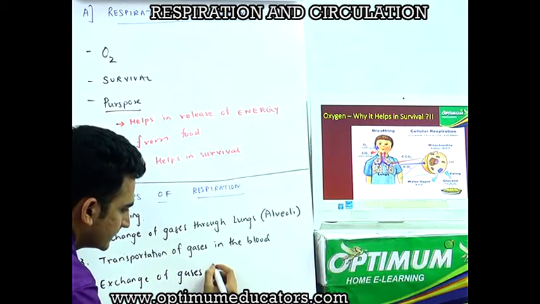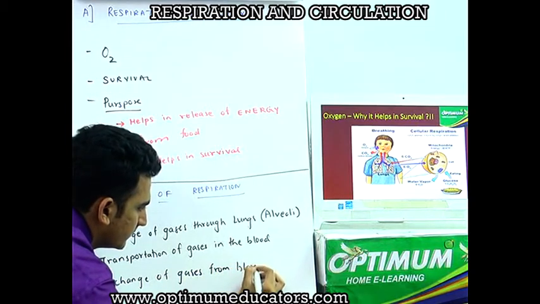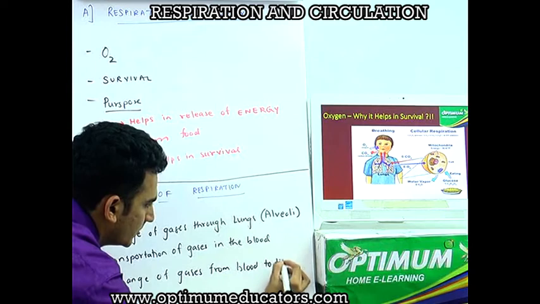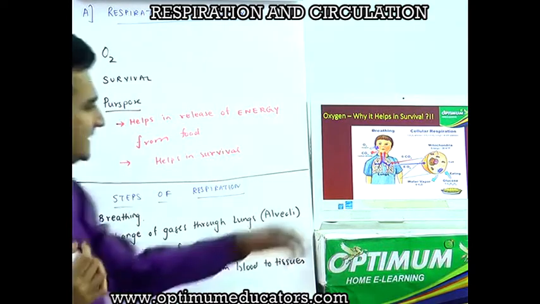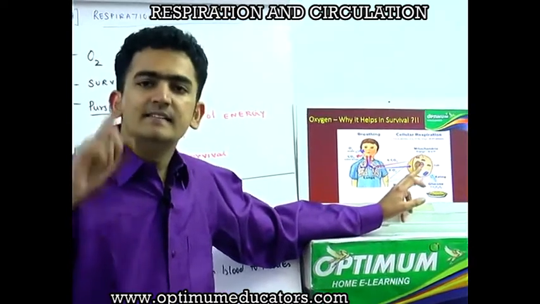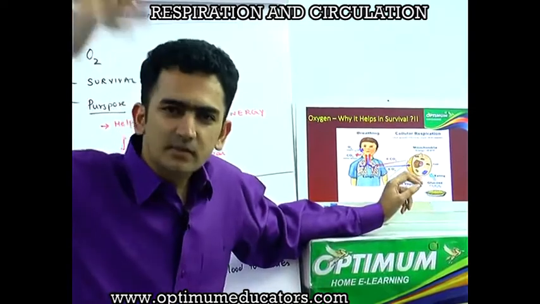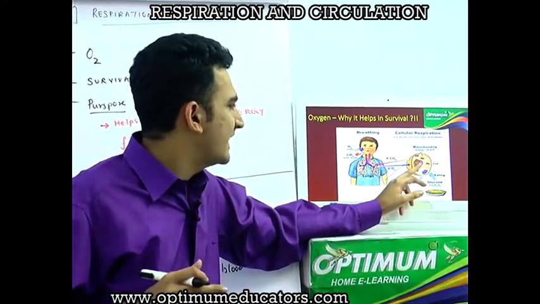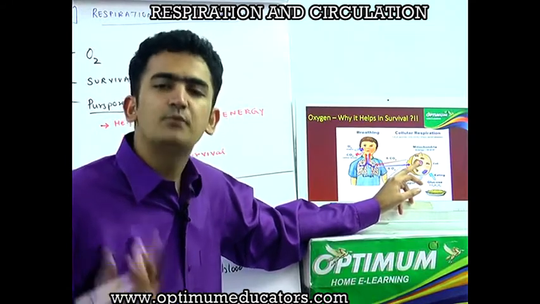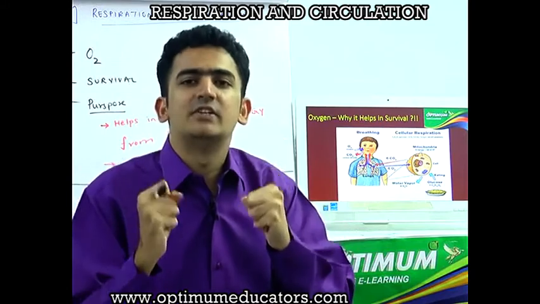From blood to tissues. And lastly, the oxygen is reached inside the cell. Inside the cell, the oxygen will react with food. There will be a series of chemical reactions which will happen in the cytoplasm, and there will be a series of chemical reactions which will happen in the mitochondria, and finally in the mitochondria you will get energy.